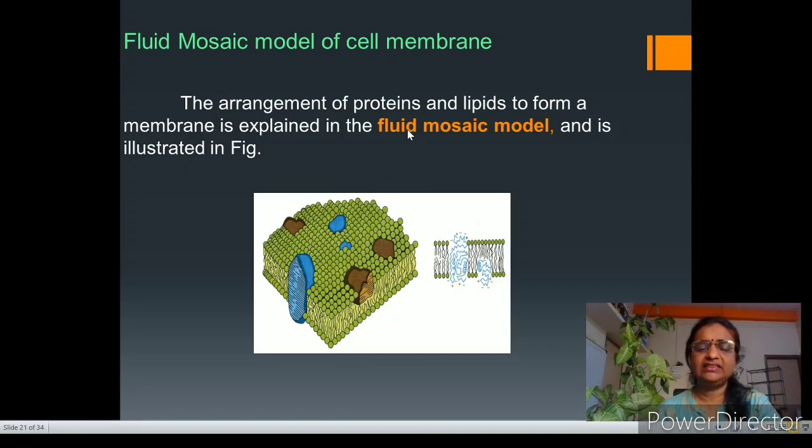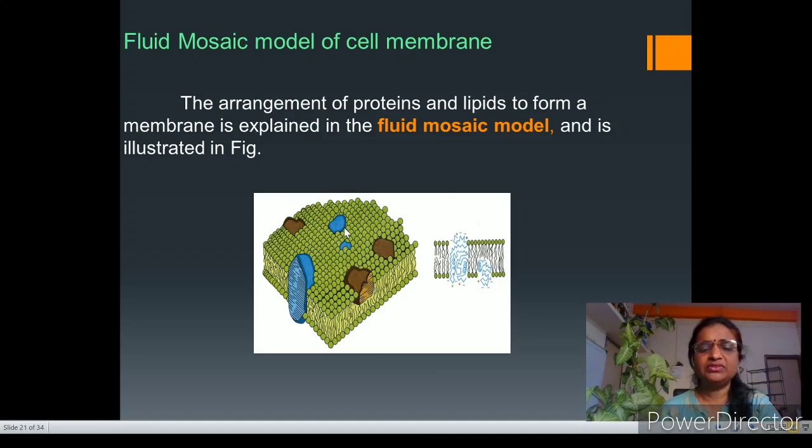Fluid in the sense the structure is not rigid, only phospholipid bilayer arranging side by side longitudinally form the structure. Another component is protein. This yellow and brown color spot indicate the protein. Some proteins are structural proteins. As I told, these structural proteins are integrated throughout this phospholipid bilayer and form the channels, or they form the pores. And another protein is the enzymatic protein.